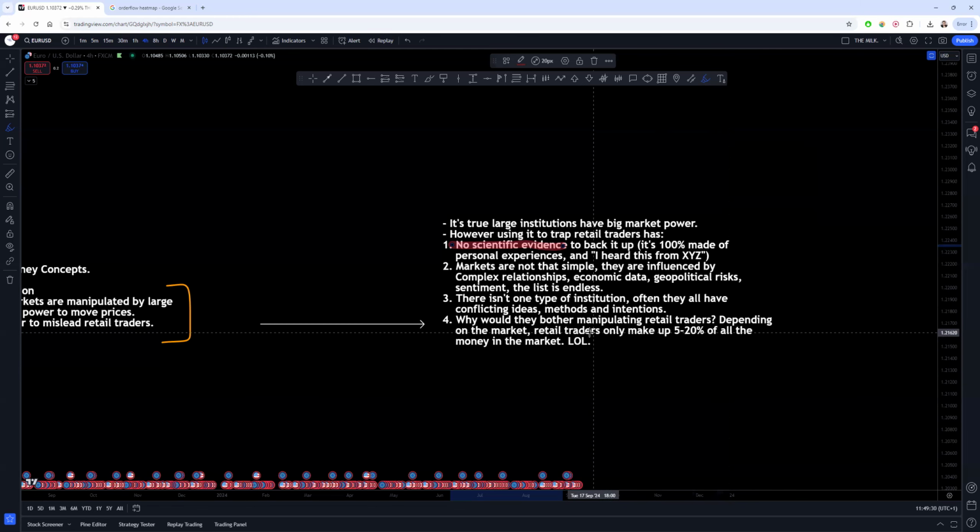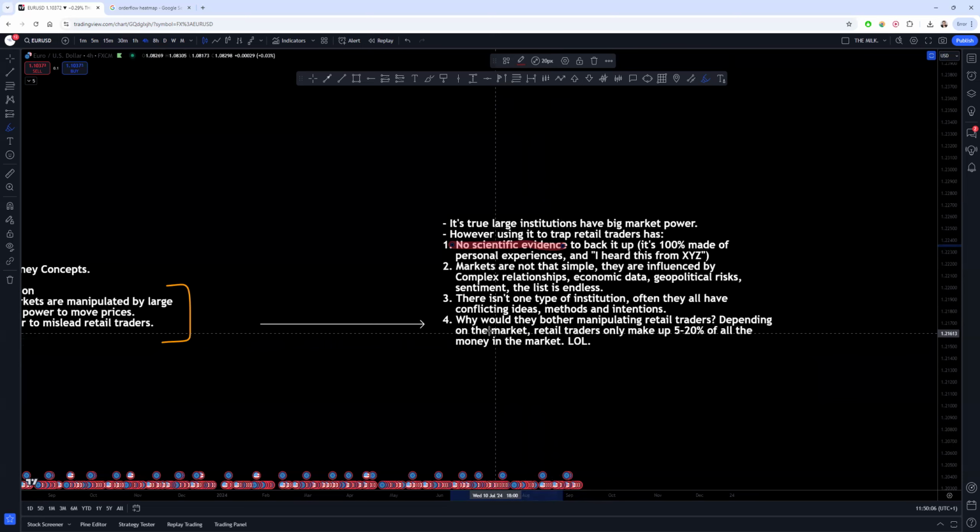Next one. There isn't just one type of institution. I think that a lot of beginners make this mistake. They hear institutional trading or institutions, and they think, oh, these are the big boys, they're all working against the little guy. But in reality, they all have conflicting ideas, conflicting methods and intentions, and they all operate in completely different ways. So the idea that they're all coordinating to screw you over is literally stupid. Now, I know that a lot of smart money people are like, oh, well, it's on a higher level than the institutions. That also doesn't make sense, which we'll get onto in a minute.